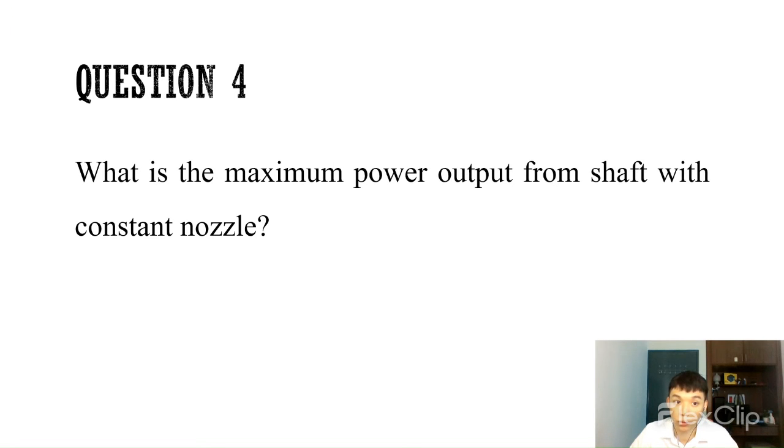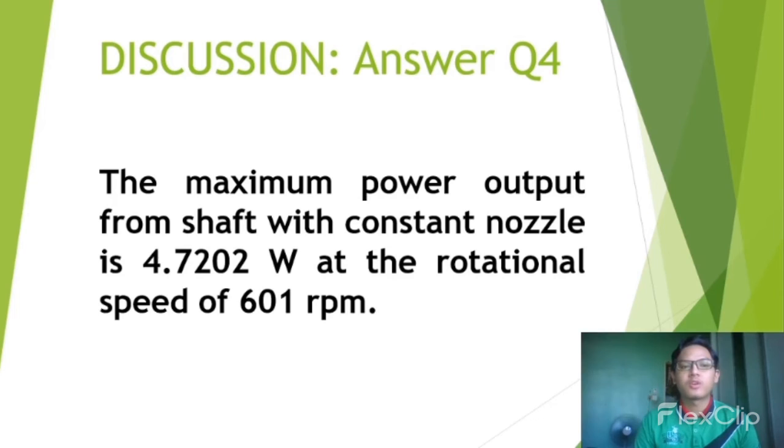And I'm also going to ask question 4. What is the maximum power output from the shaft with the constant nozzle? For the answer to question 4, the maximum power output from the shaft with constant nozzle is 4.7202 watt at the rotational speed of 601 rpm.